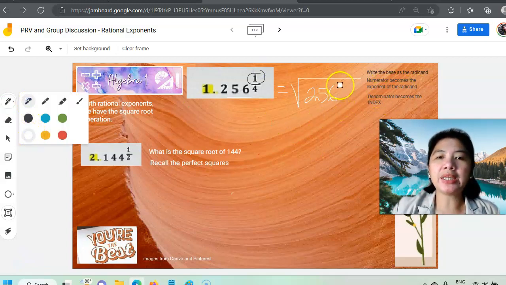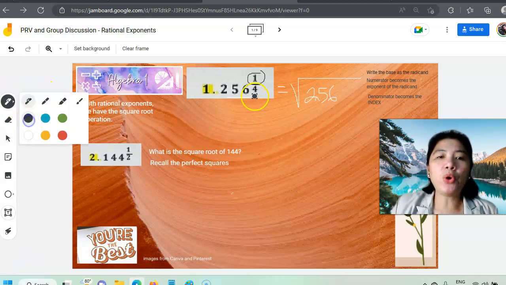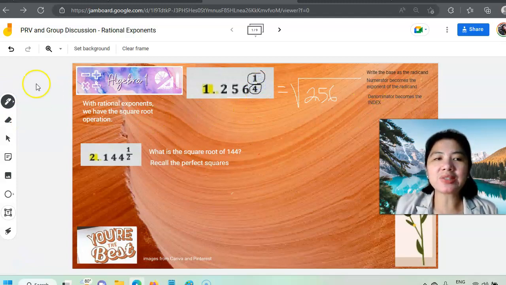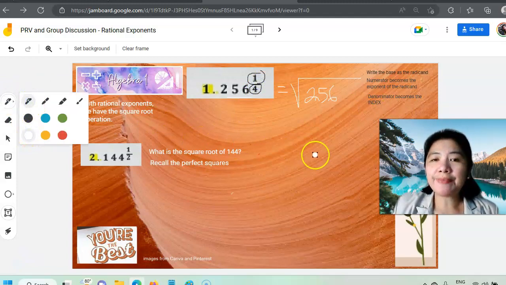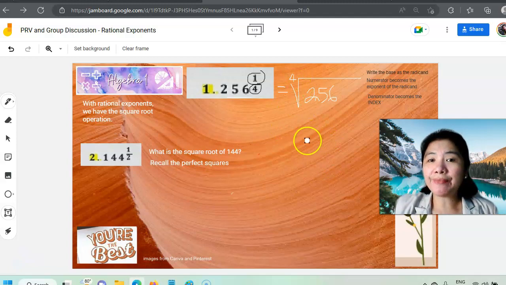So we write exponent 1. When we have an exponent 1, we can just keep it invisible. And then the denominator, which is 4, becomes the index. What is the index? That is the small number at the corner of the radical sign. So we call this the fourth root of 256.